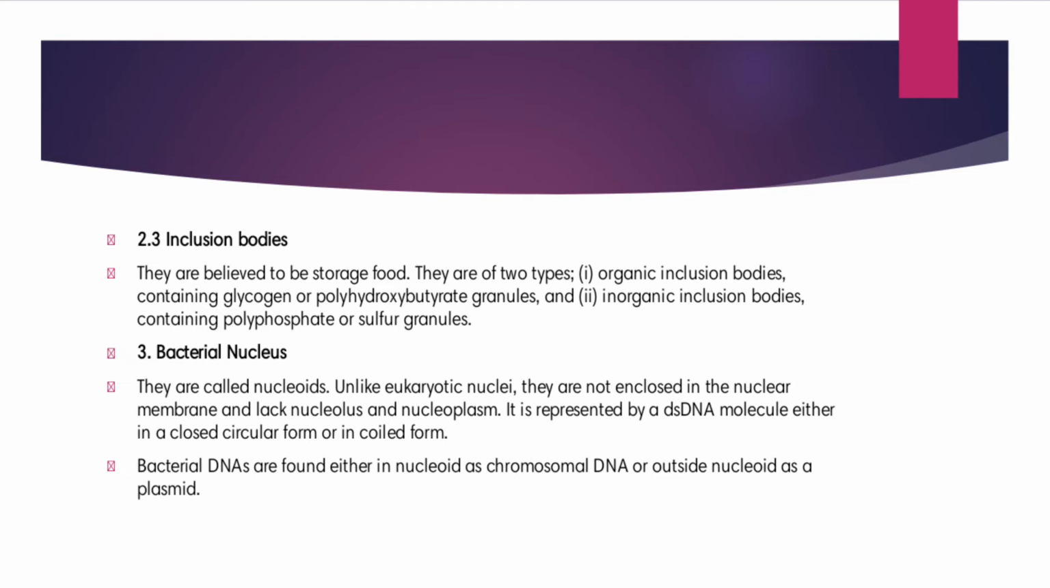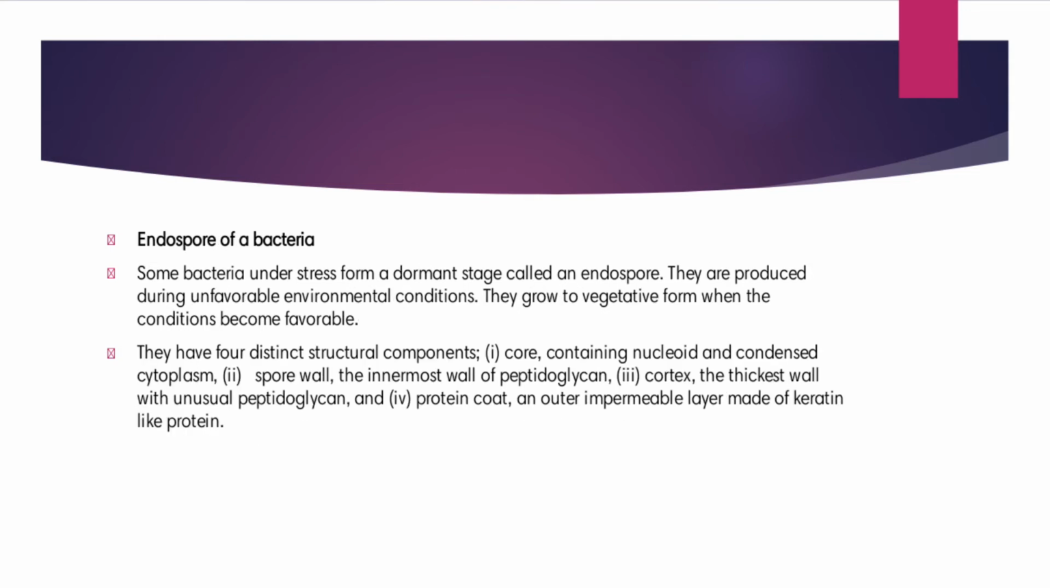Bacterial nucleus. They are called nucleoids. Unlike eukaryotic nuclei, they are not enclosed in a nuclear membrane and lack a nucleolus and nuclear plasm. It is represented by a dsDNA molecule either in the closed circular form or in the coiled form. Bacterial DNA is found either in the nucleoid as chromosomal DNA or outside the nucleus as a plasmid.